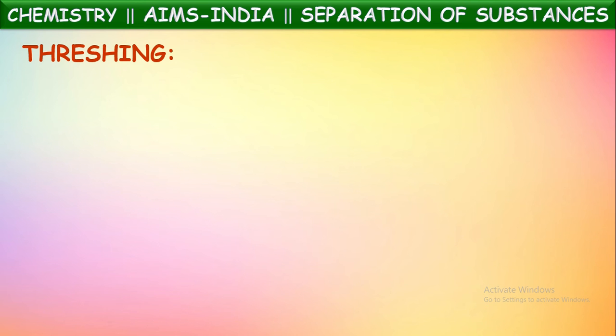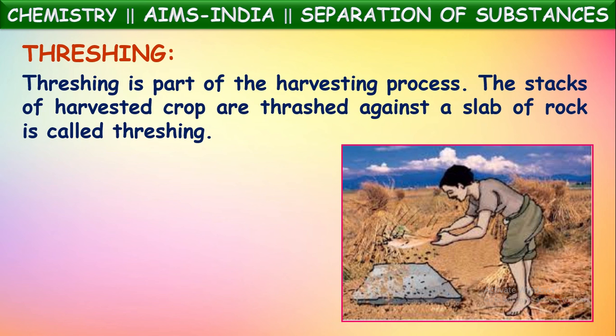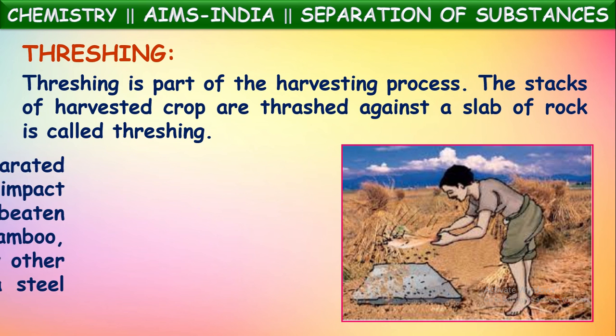Next, threshing. Threshing is part of the harvesting process. Yes, it is one of the techniques which is followed by farmers in the harvesting process. The stacks of harvested crop are thrashed against a slab of rock, which is called threshing. So what they do after cutting the crop, they will beat this crop against a slab or any hard rock. Then the grains stick to that, they will be separated. This method is called threshing.